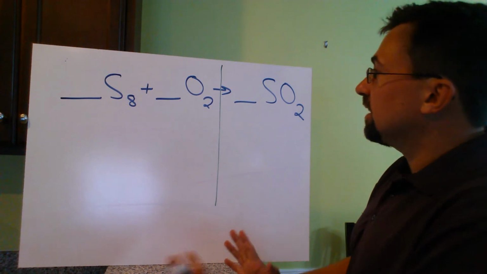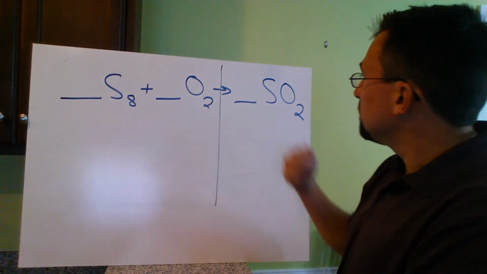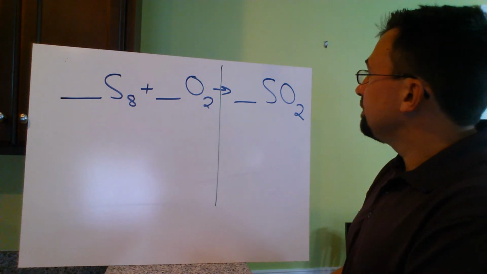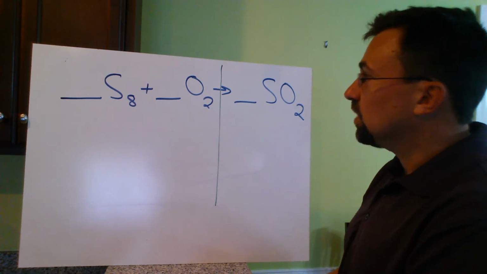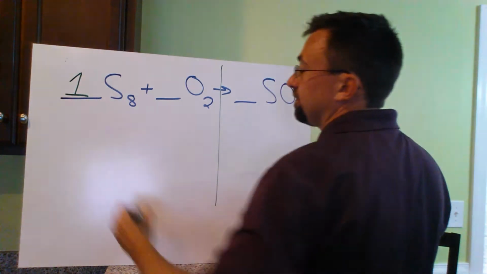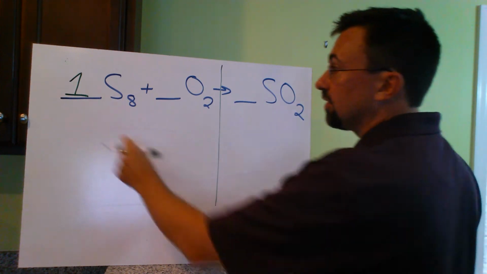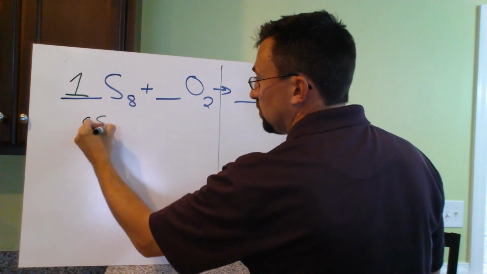Now we want to take the biggest, scariest looking thing and put a 1 in front of it. Some of you might say S8. Some of you might say SO2. I'll do it both ways. Let's say S8 has the most atoms. So I put a 1 in front of this. Now we want to tally up what we have. We have 8 sulfur atoms.